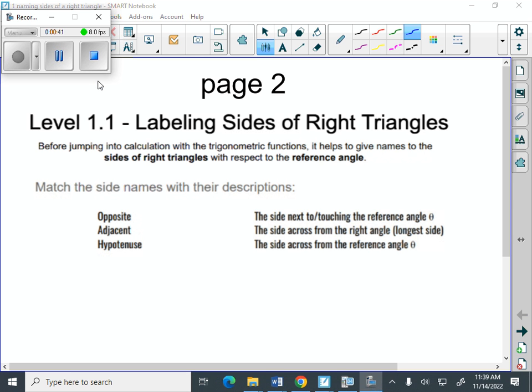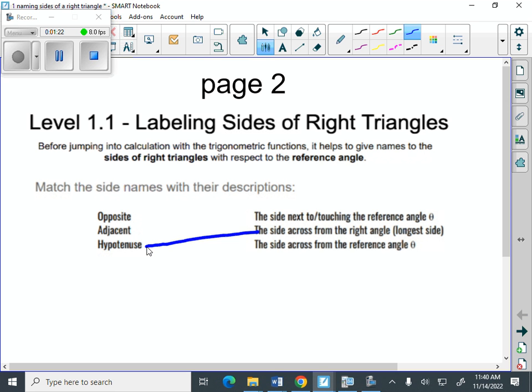Before we get to the reference angle, I am going to start with our third one here because there's three words: the opposite, the adjacent, and the hypotenuse. We at least are familiar with the hypotenuse. It is the side across from the right angle. So we look for the box in the right triangle, and then we can go across from that. We'll see that in our examples momentarily.